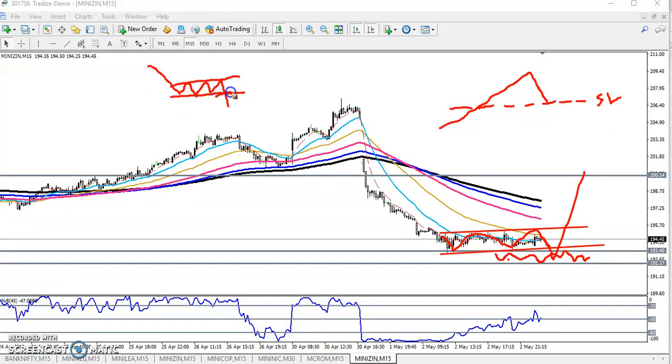They'll break this level. The people who are buying and placing the SL just below here will hit their SL, and after that the price will start going up. It's happening because people are not able to find this hesitation zone. This is the hesitation zone, this area.